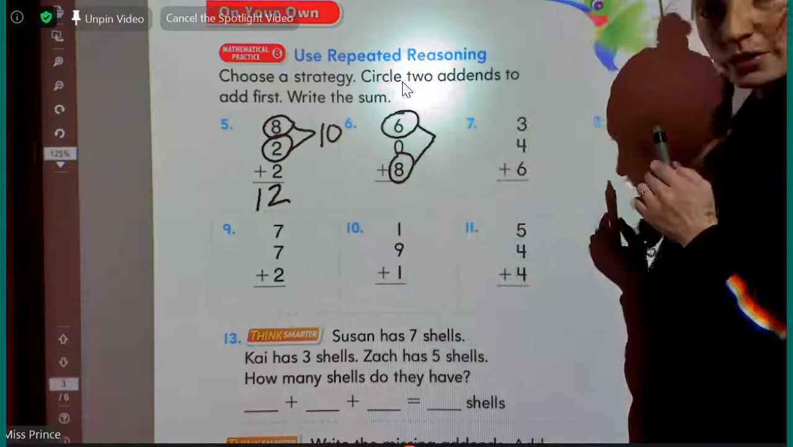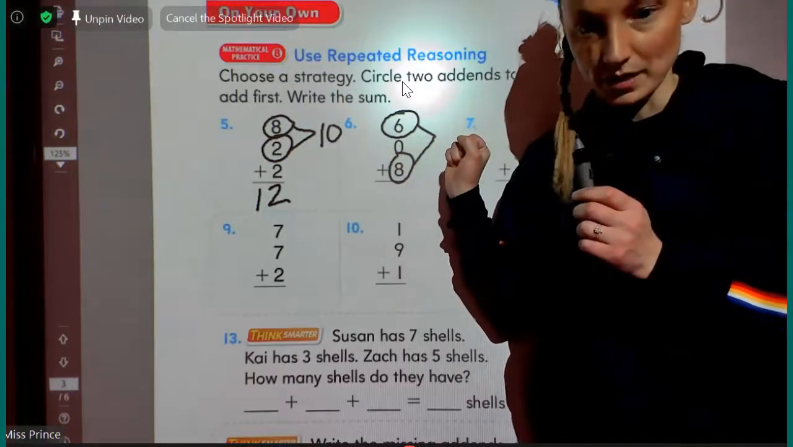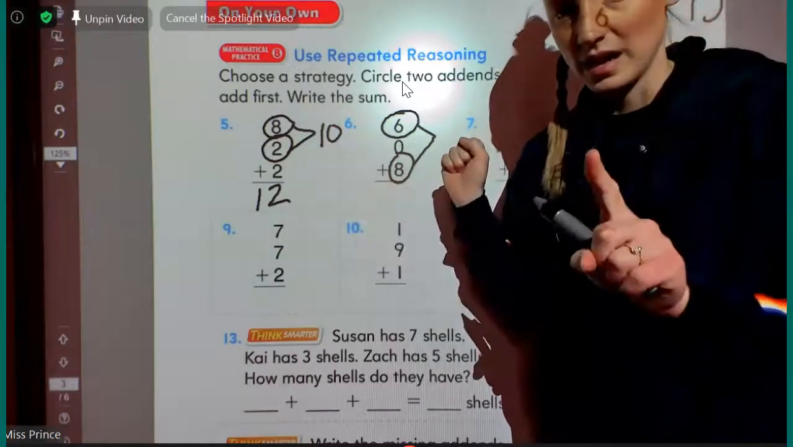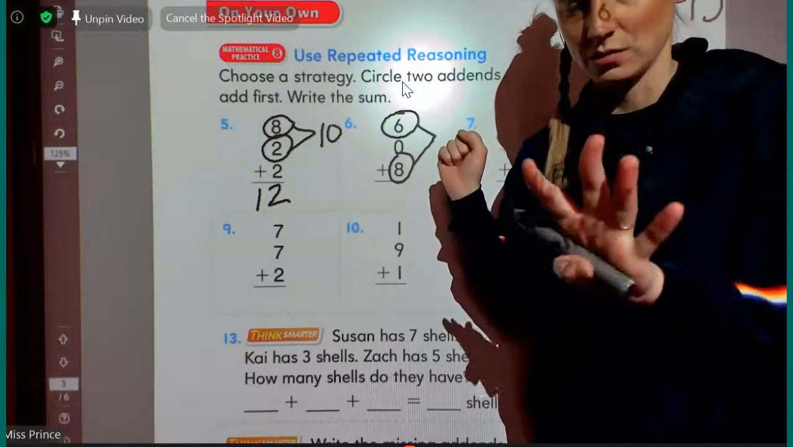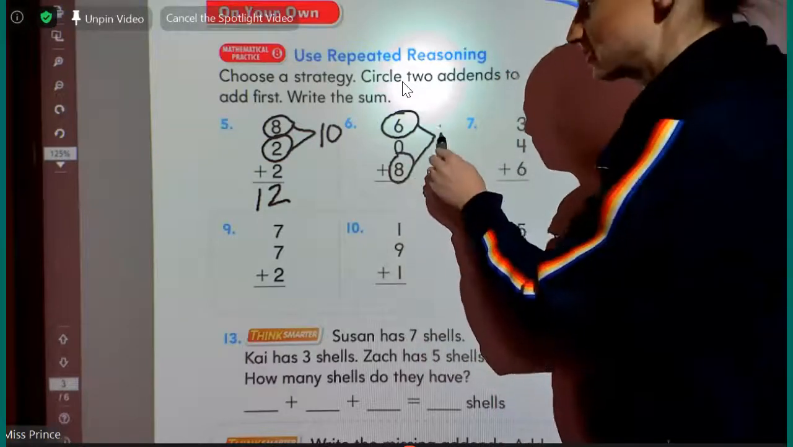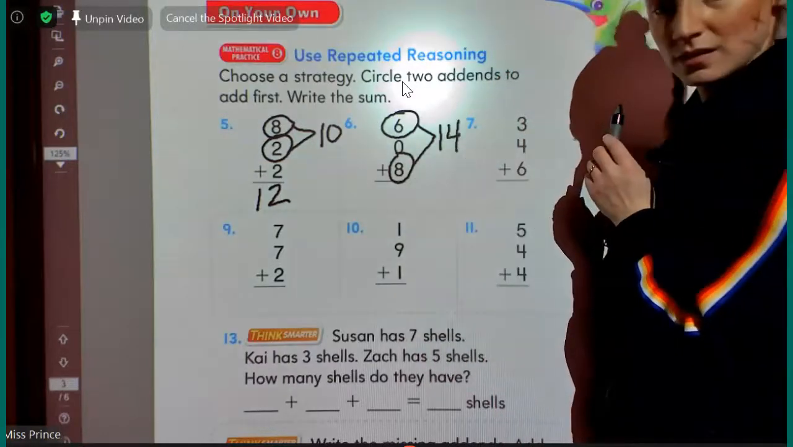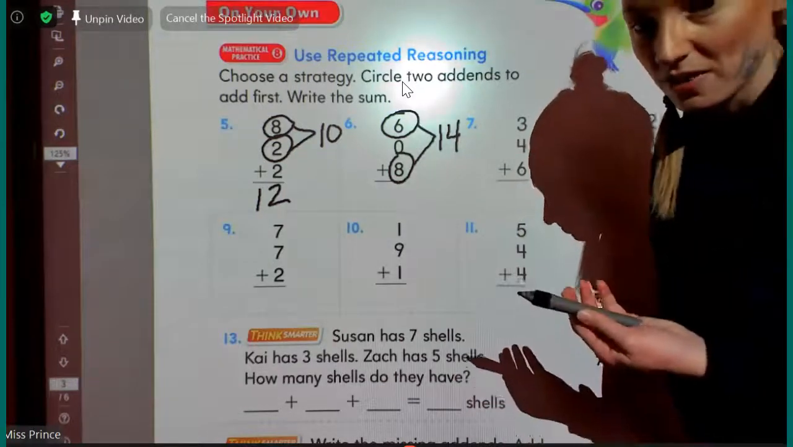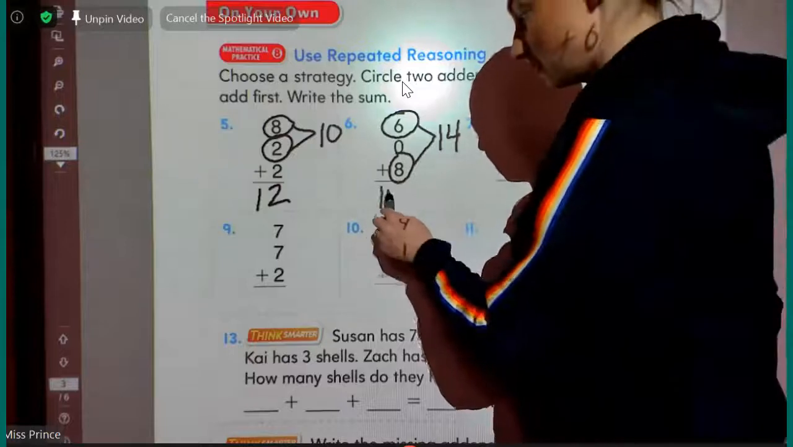And I am going to scoop up the bigger number, 8, and add on 6 more. 8, 9, 10, 11, 12, 13, 14. So then I say, okay, that's 14. And I don't have to add 14 plus 0 because I know that that is 14.